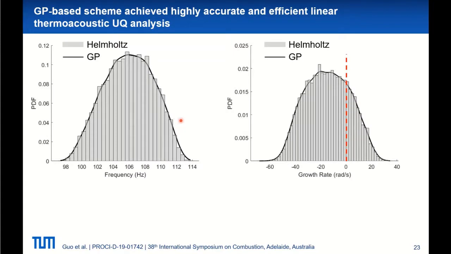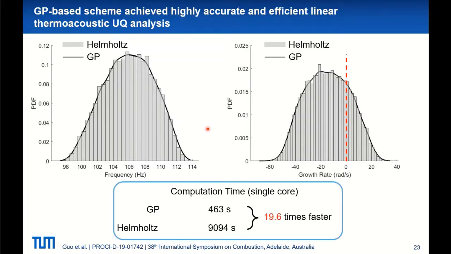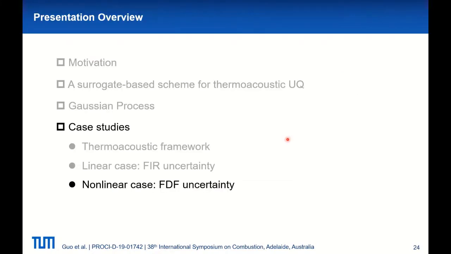Here are the results. We compare the PDF predicted by the GP-based scheme and the direct Helmholtz calculation. For both frequency and growth rate, we have achieved a very good match. In terms of computational time, almost 20 times faster is achieved. Okay, so much for the linear case. Now let's see a nonlinear case.